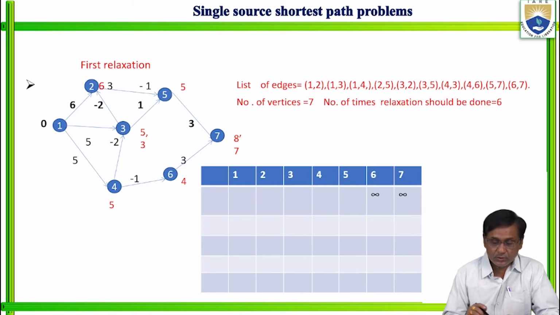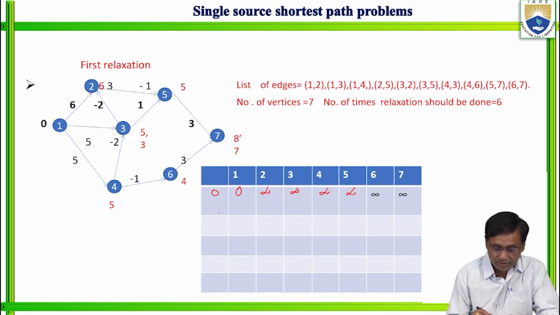When the starting vertex is 1, the corresponding distance is 0 only. In the starting vertex, the distance is 0, but all others are infinity. So, in the beginning, the distance of vertex 1 is 0, but for all other vertices, 2, 3, 4, 5, 6 and 7, the distances are infinity. Next, the first relaxation.